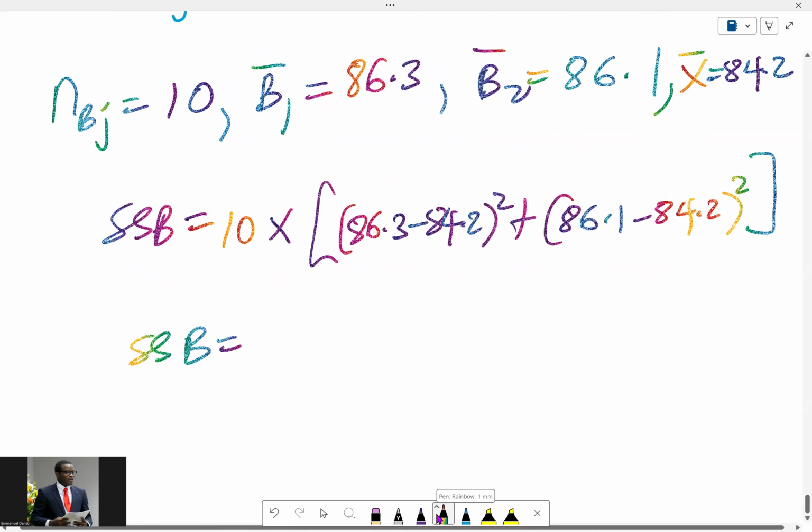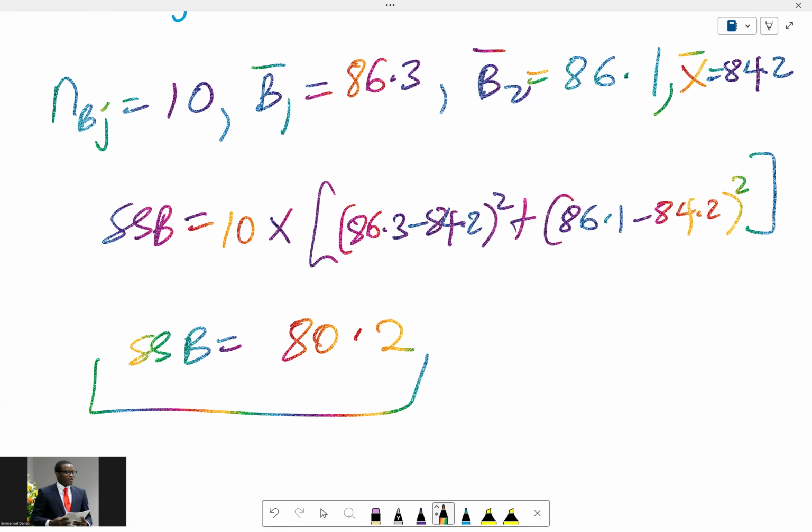So let's go for that. It's really close to what we had before. It's only that we now have 10 times 86.3 minus 84.2, all squared, plus 86.1 minus 84.2, all squared. So we can get this also. This is 80.2. So SSB is 80.2.